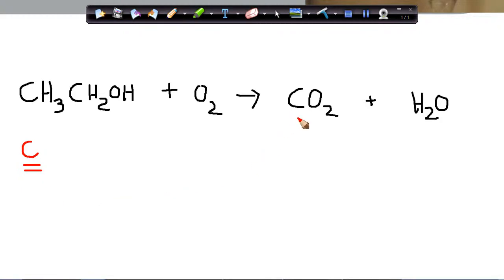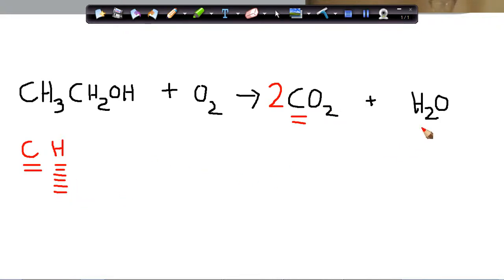Okay, and over on this side, we've only got 1 carbon. So let's start by putting a big 2 in the front. Okay, so now we've got 2 carbons there too. Now how many hydrogens do we have here? Let's try and add that all up. 3, 4, 5, 6. So I've actually got 6 hydrogens. 1, 2, 3, 4, 5, 6.